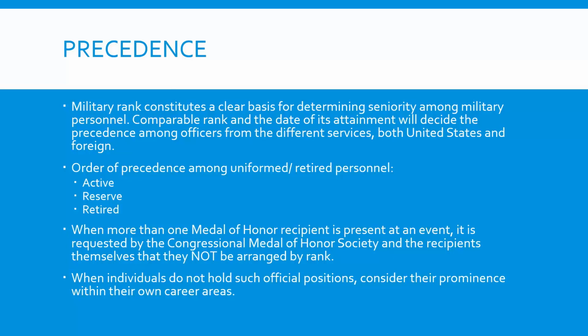First we'll talk about precedence. Precedence means the order in which people will be seated or introduced. Generally, if we're talking about the military, it's going to be based on military rank. For officers, if you have multiple people of the same rank, you're going to put them in order of the date of attainment. So if somebody became an admiral in 2003 and someone else became an admiral in 2005, the person that became an admiral in 2003 is going to go first.